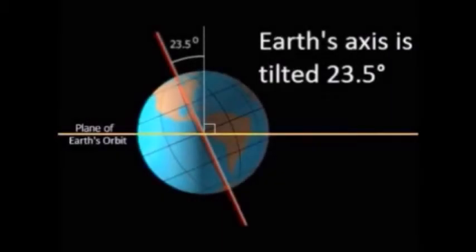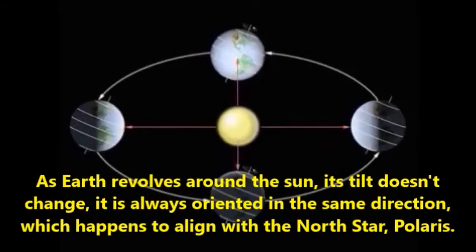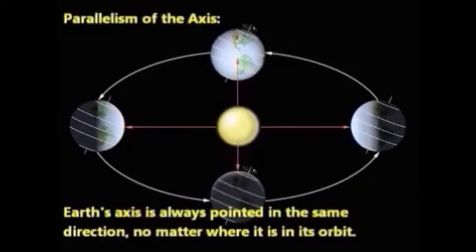Here's how it works. The Earth's axis is tilted 23.5 degrees. As Earth revolves around the Sun, its tilt doesn't change. It is always oriented in the same direction, which happens to align with the North Star, Polaris. This is called parallelism of the axes.